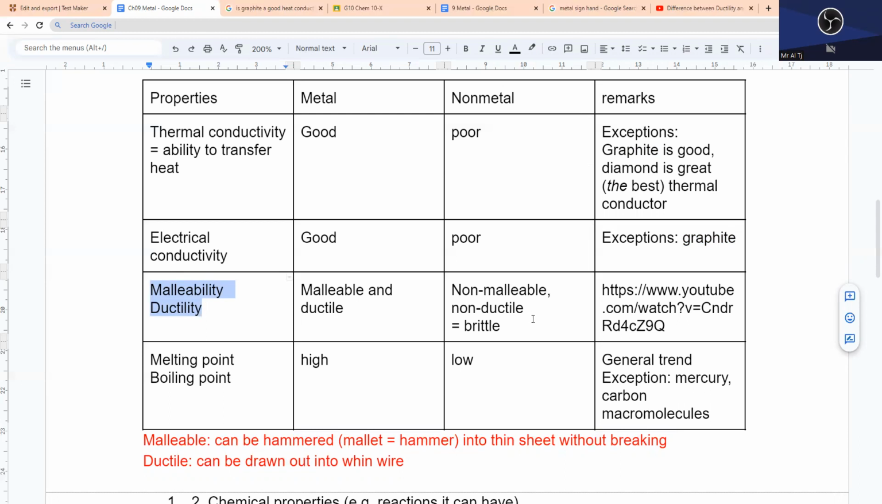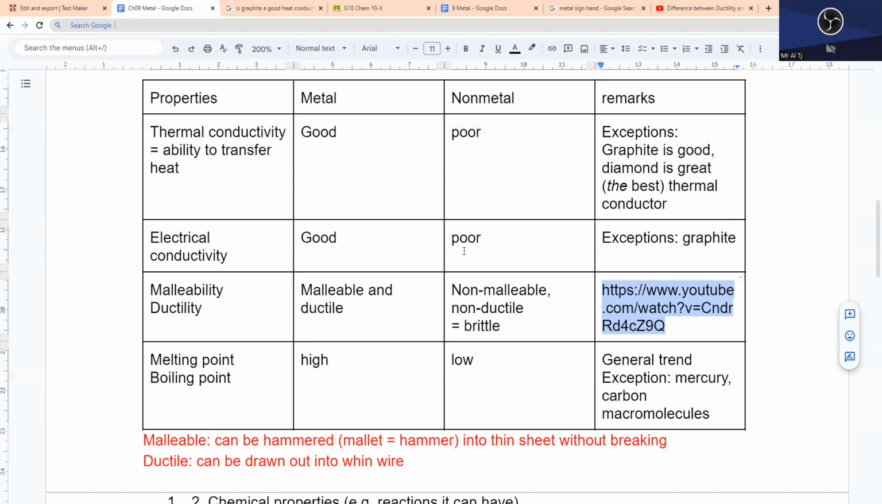Non-metal will be non-malleable and also non-ductile. Together, we call this brittle. So non-metal, if we give them excessive force, they are going to break instead of deform. Metal, if we give them excessive force, they are going to deform. Now, there's a link here for a good YouTube video that you can watch on your own for more explanation.